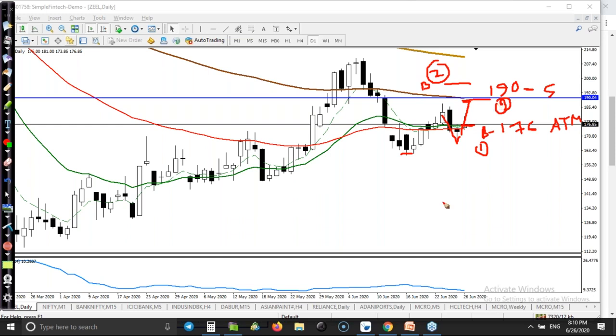So here you can see a total of six contracts. That will look like that. That is our maximum profit.